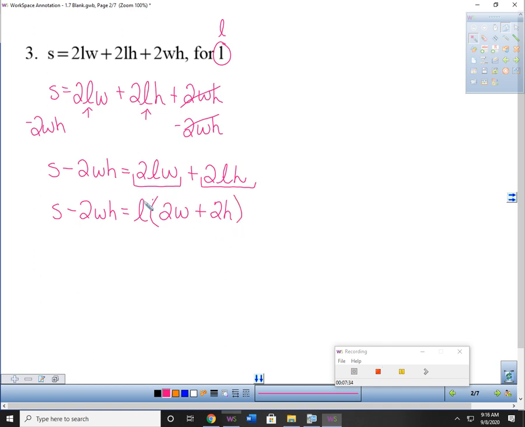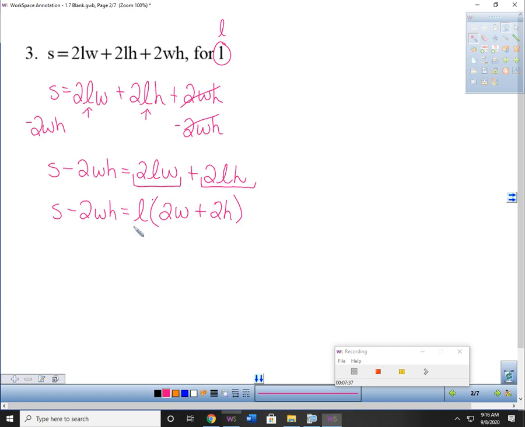Now I just have the one L. Do you see what factoring does for you? All right, it gets you down to where you can just have that one variable that you want to solve for. And I want to point this out too. If I were to distribute this L, that would give me 2LW and 2LH, right? It's still there. It still means the same thing. It's just we've reduced it down to this. So now this is L times all of this, right?